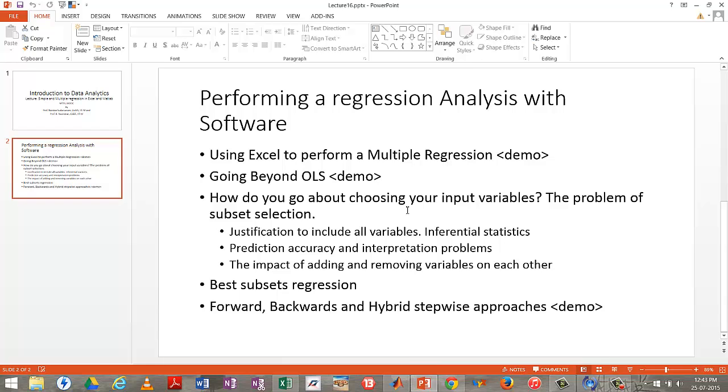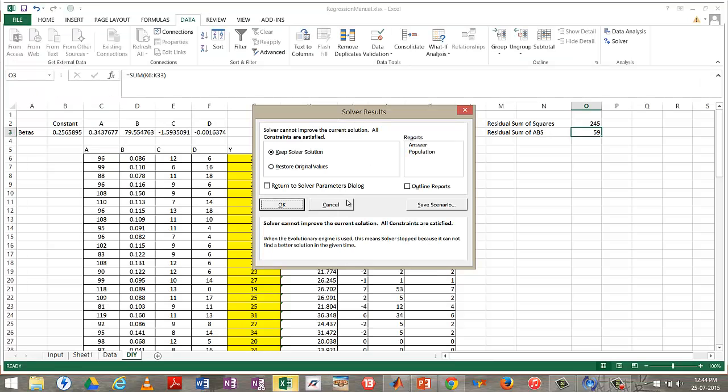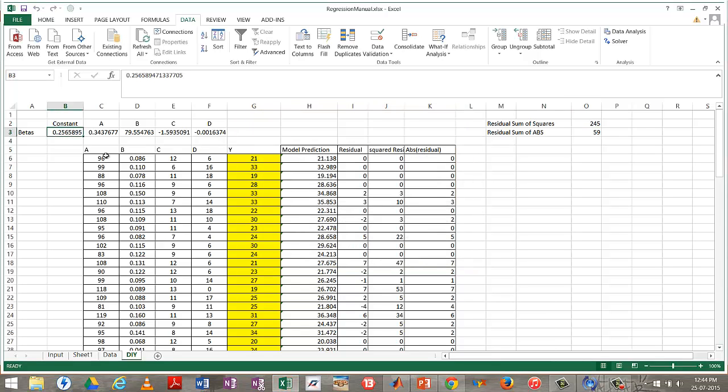Now we come to our next topic, which is the whole idea of subset selection. And I think we have the Excel results, so maybe we'll just take a look at that. And it says, do you want to keep the solver solution? And I say yes, and this is it.